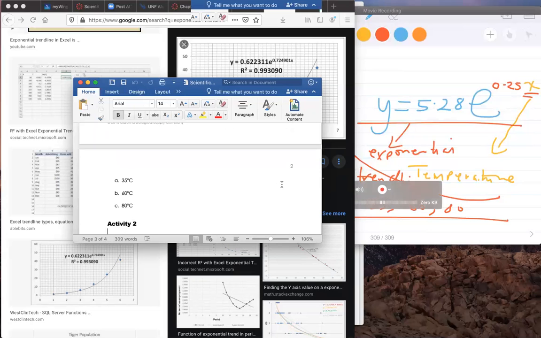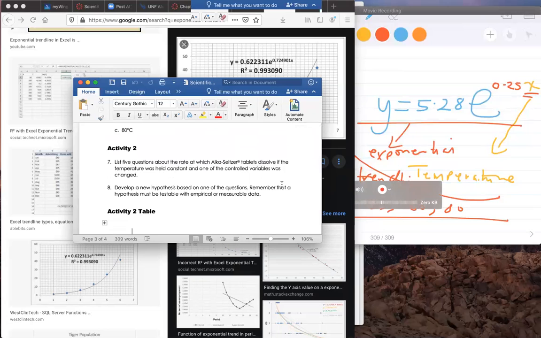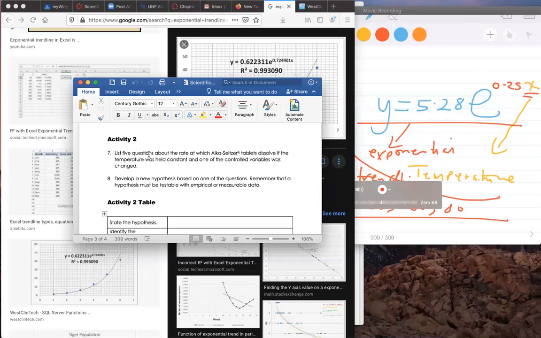All right, let's move on to activity 2. You list 5 questions about the rate at which alkaseltzer cells will dissolve in the acid. If the temperature was held constant and one of the variables was changed, there are so many questions you can come up with. You will be guided in activity 2 by the observation.